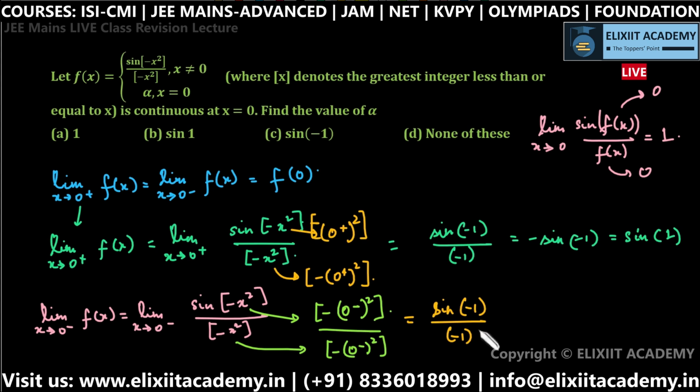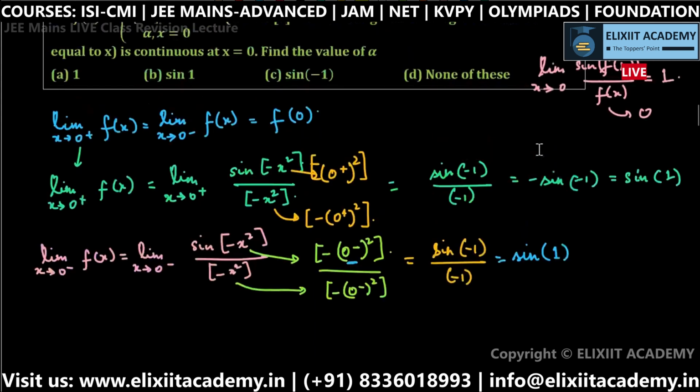Because of this negative sign in the front, this will always be minus 1 over here. Sine of minus 1 divided by minus 1, which is once again sine of 1. So you can see that the left-hand limit equals the right-hand limit. The limit exists in this case.